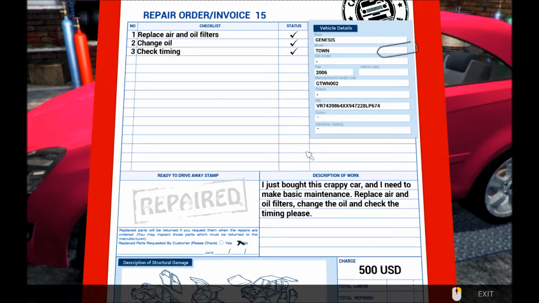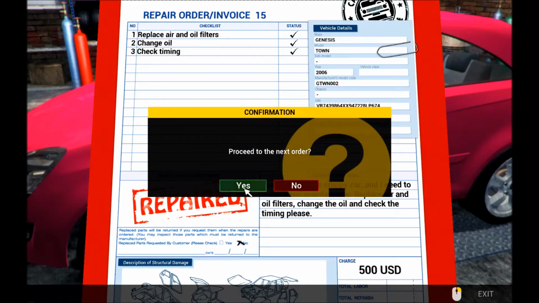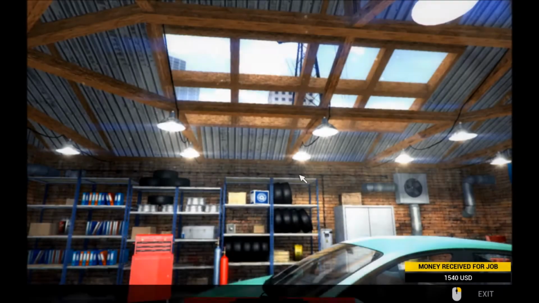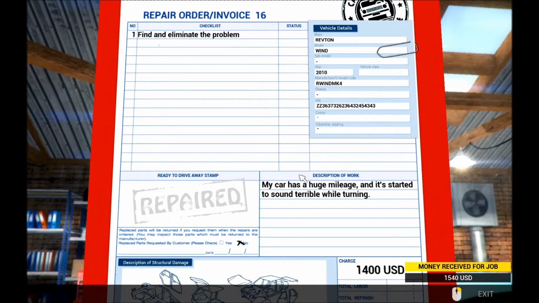So last time, this was invoice 15. We replaced air and oil filters, changed oil, and checked timing. So good. Let's see what the next order brings. Find and eliminate the problem.